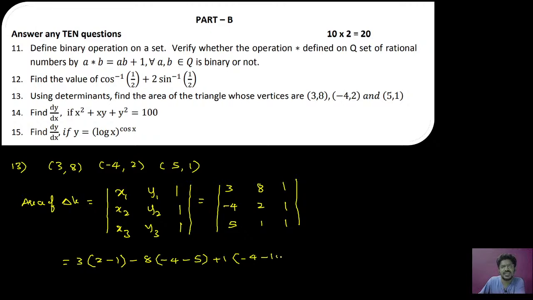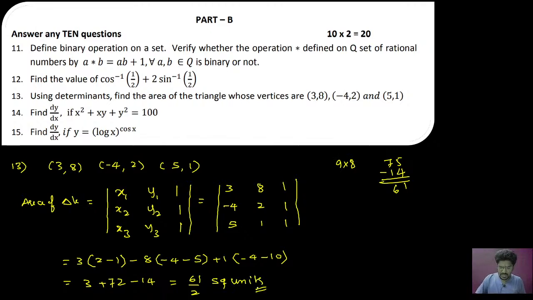So 3 into 1 is 3, minus 9 into 8 is 72, so minus into minus is plus 72. Next here, minus 4 minus 10, you are going to get minus 14. Your answer will be 3 plus 72 minus 14, that is 61 by 2 square units.